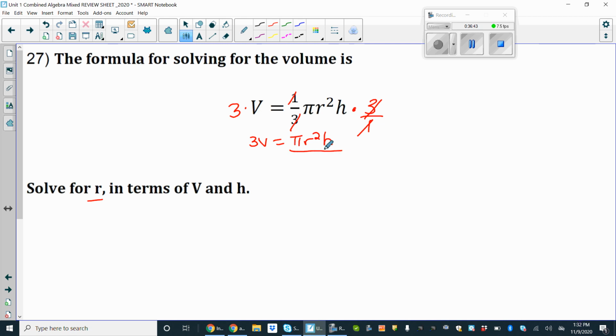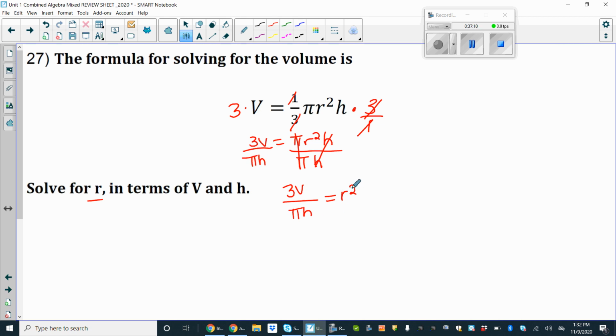The opposite operation, the inverse, is to use division. So we're going to divide by everything that is not r. The pi's can cancel out, and the h can cancel out. If we divide by pi h on this side, we have to divide by pi h on this side. And now we're left with 3v over pi h equals r squared.